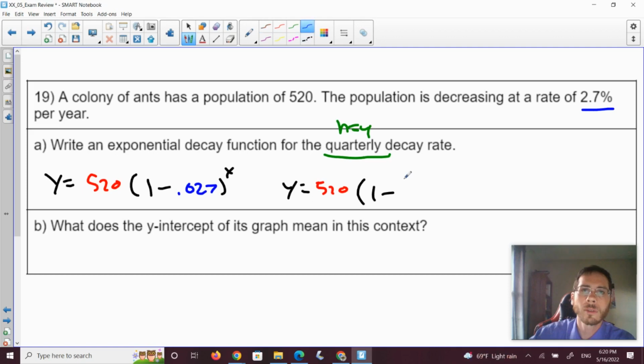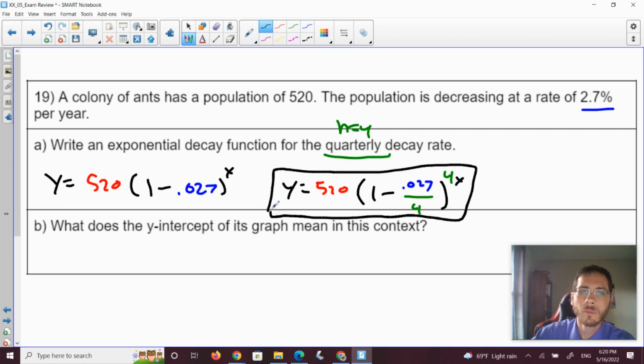1 minus 0.027 over 4 to the 4x power. All right, there we go. So again, this is our normal form. y equals a times b to the x. So in this case, a is 520, b is 1 minus the rate because we're decaying. So since we're decaying, that's why we have the minus sign.